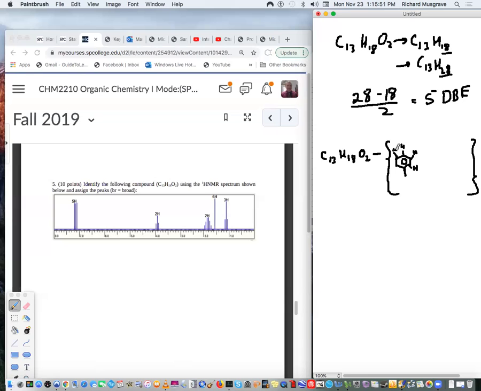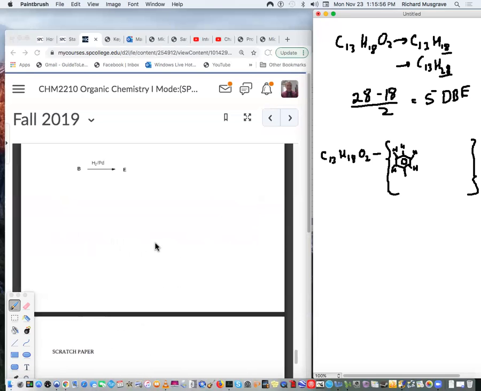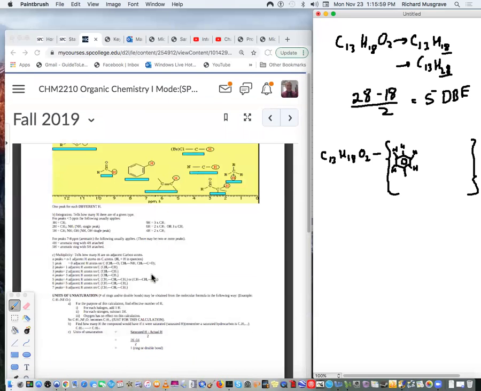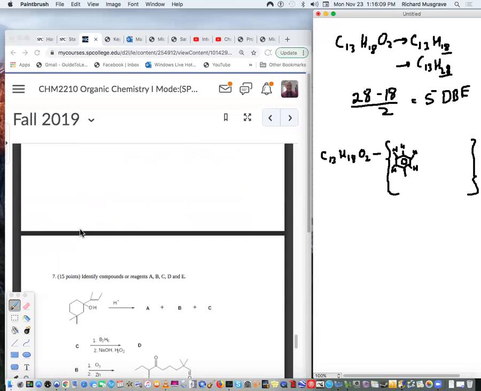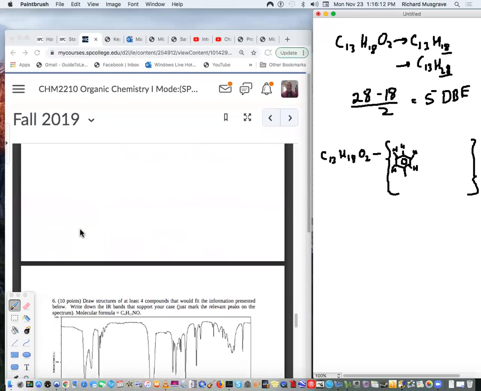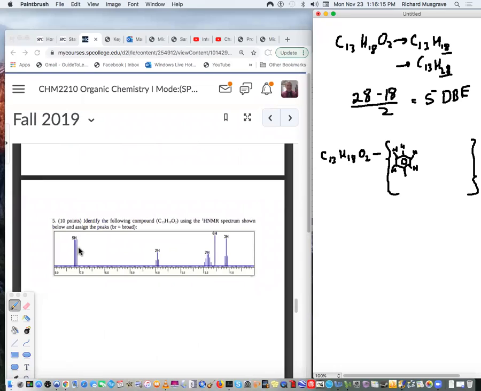Now remember, this determination is coming from the sheets that you're given with the test. That tells you what you need to look at for the integration, for the numbers above the peaks and what they mean. This one shows 5H, so this is an aromatic ring with 5 hydrogens attached. More specifically, it says 5H in the 7 to 8 ppm region. You can see that peak is in the 7 to 8 ppm region, so it is definitely aromatic.